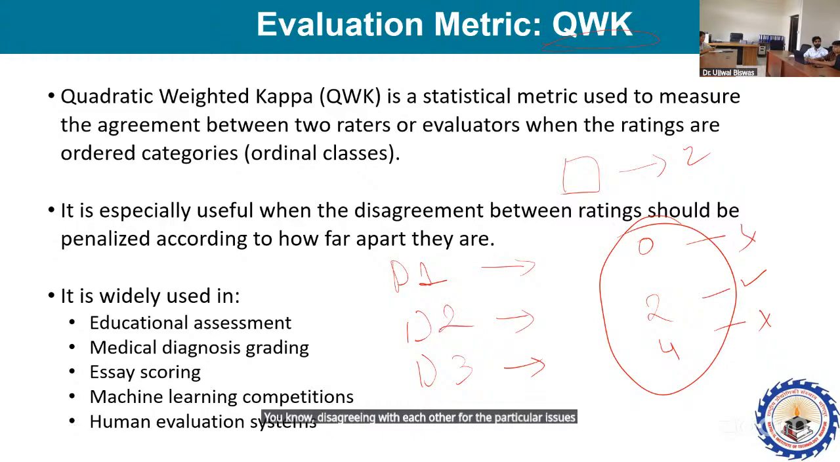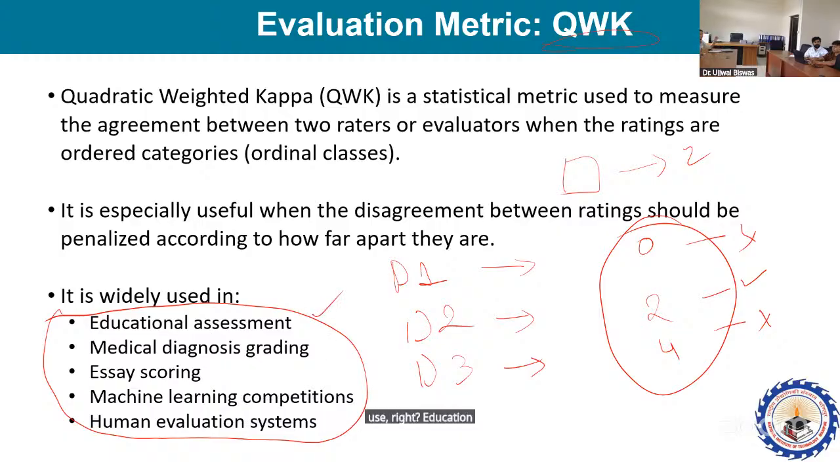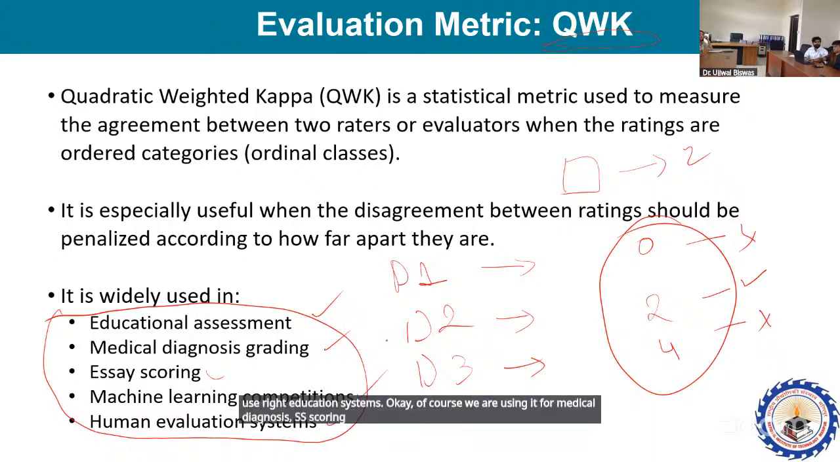So this is required. This is not only used for our diabetic retinopathy task. It can be used for multiple education, even in human evaluation systems. We can use it in education systems, right? Of course we are using it for medical diagnosis, essay scoring, machine learning competitions, and so on. So this is to measure the agreement between 2 raters or evaluators.